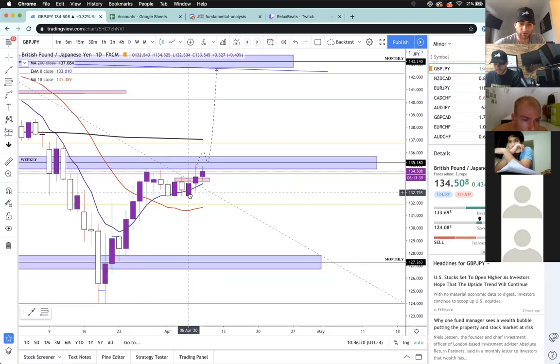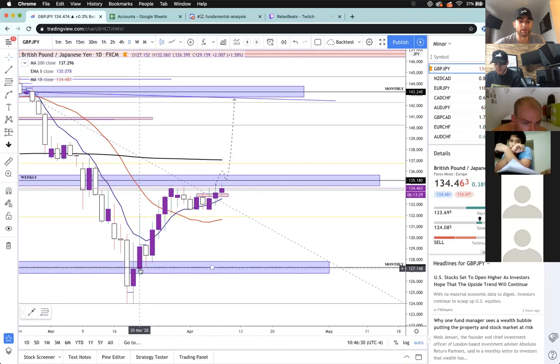And look at this indecision. Didn't engulf, spinning top, very low volume. Look at the volume that came from this level. Huge volume. Now, what I'm waiting for is very similar to this: I'm waiting for this break above, retest to the blue zone, and then another push. That's what we're waiting for on this.